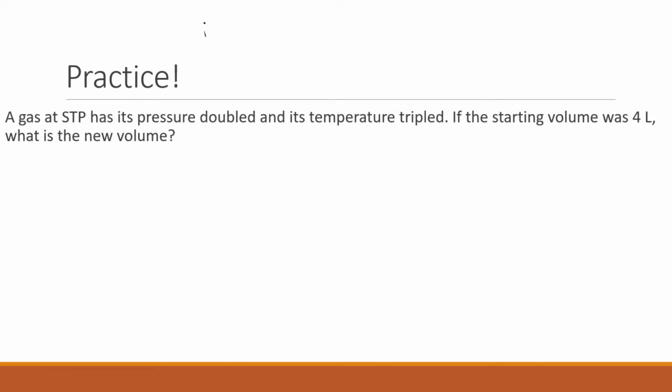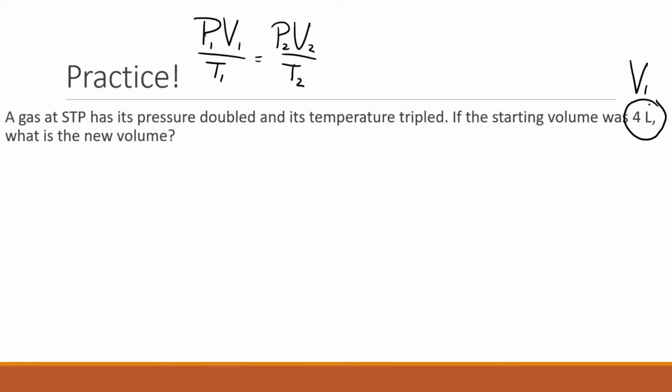Here, we still have our equation. We still have P1V1 over T1 equals P2V2 over T2. And we can still use that to solve, but there's only one number in this problem. 4 liters is my only number in my starting volume, so that's going to be V1. They're asking us to solve what is the new volume. They're asking us to solve for V2, but I'm still missing any information about pressure, and I'm missing any information about temperature.